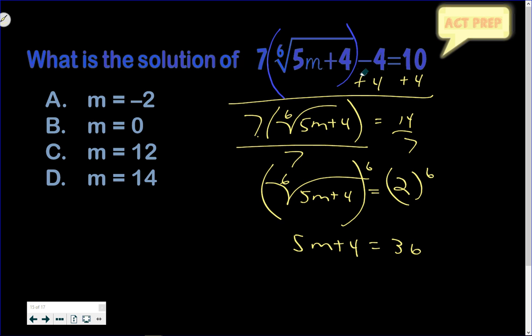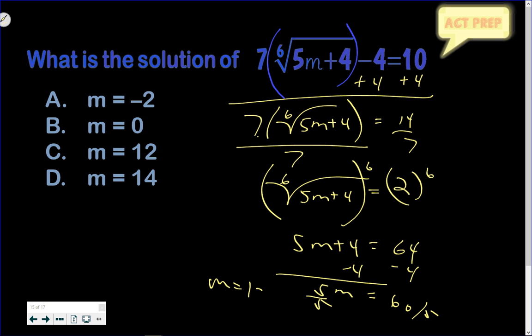And then, sorry, it's 64. Isn't it 36? Yeah. What's 60 divided by 5? 12. Again, do I need to check it? No. Okay, none of those answers say no solution.